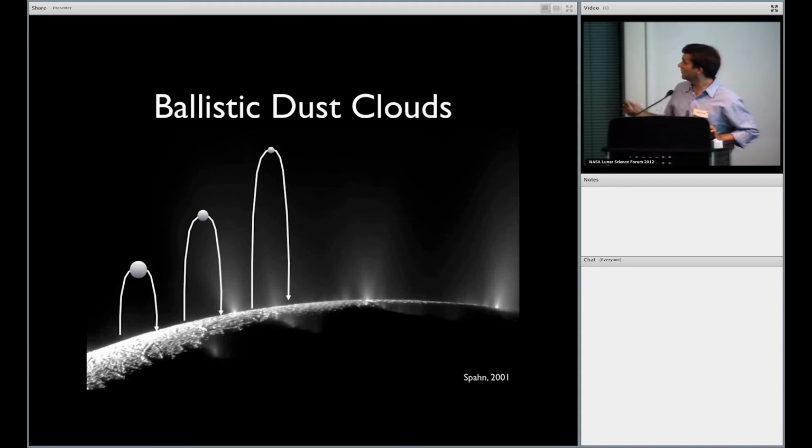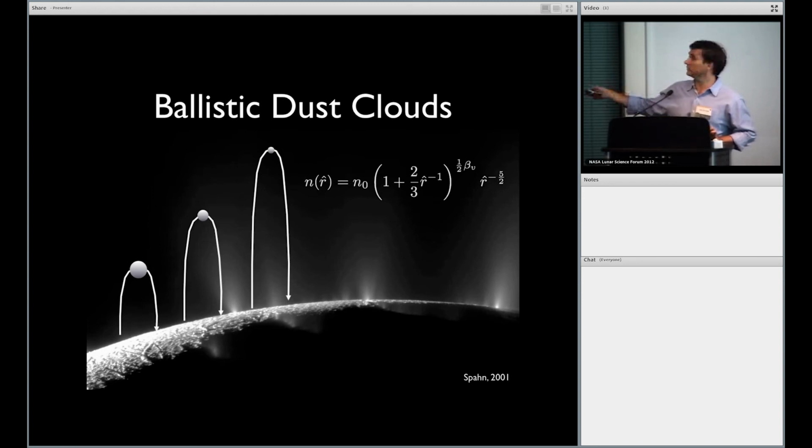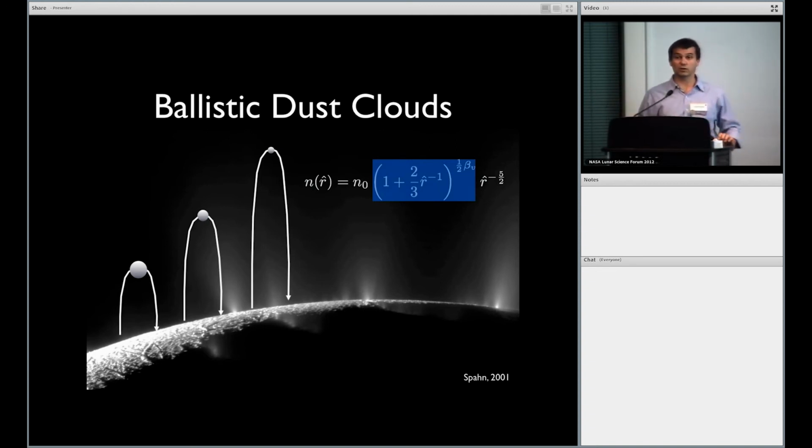This is Enceladus, as you might recognize it. Nevertheless, the process is the same for all ejecta particles. When they are launched from the surface, they travel on ballistic orbits. Most of them, as I mentioned, recollide with the surface. If you assume that the velocity distribution is a power law, you can actually calculate the number density of these particles as a function of height.